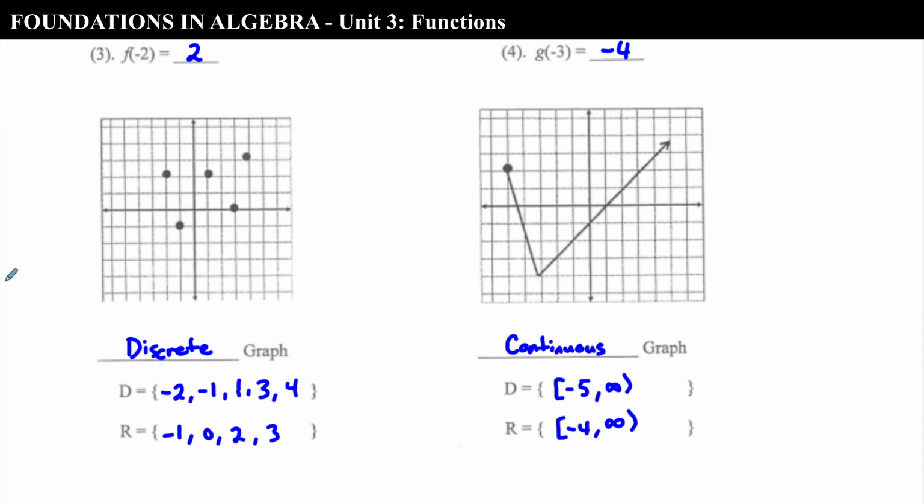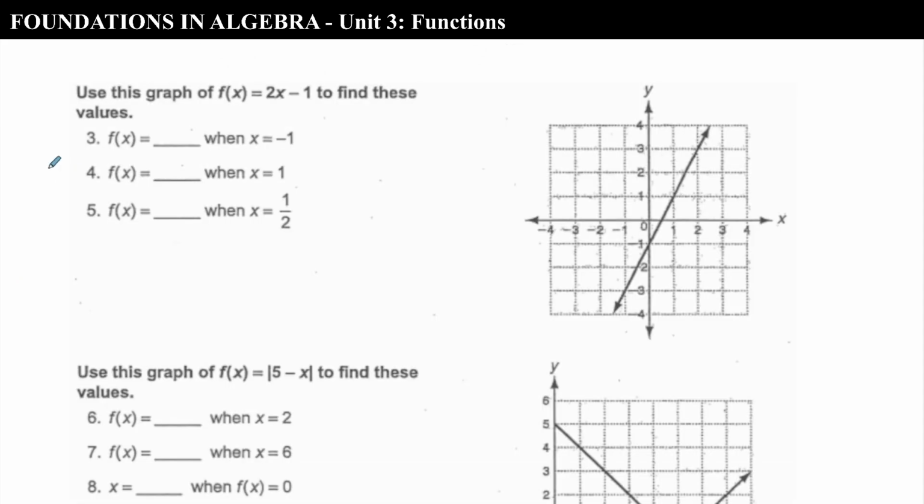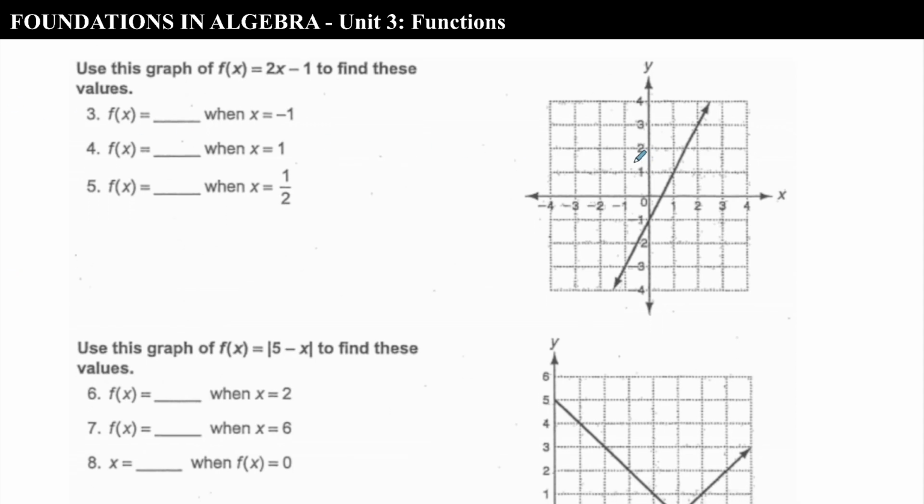Okay, let's take a look at a couple more examples. We're going to use this graph on the right to find these values. So what is the value of f of x when x is negative 1? So we go to x is negative 1, we follow our graph down, and the value is negative 3. For f of x, when we have 1, we go to x equals 1. F of x is on the y-axis. Our y is 1. And then when x is 1/2, it looks like our y value is 0.